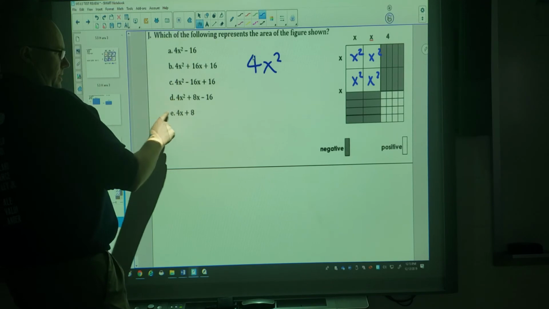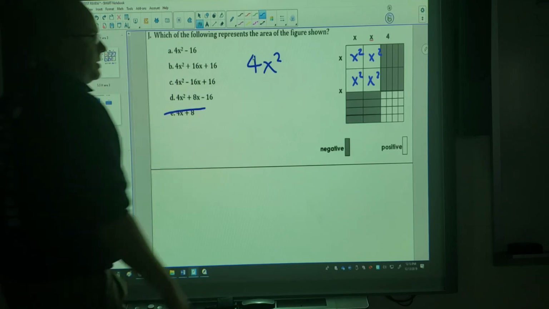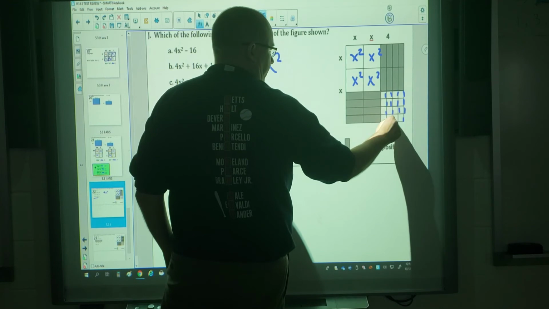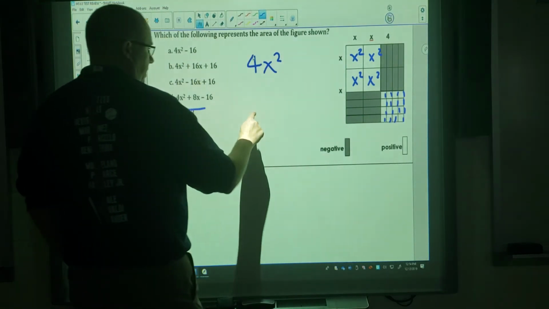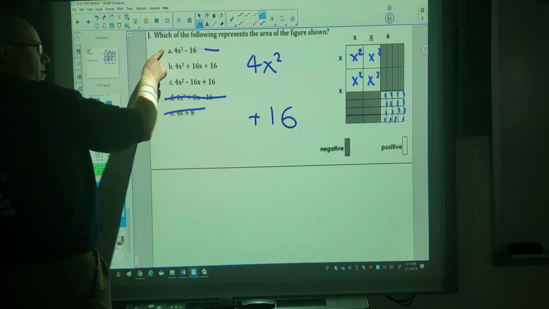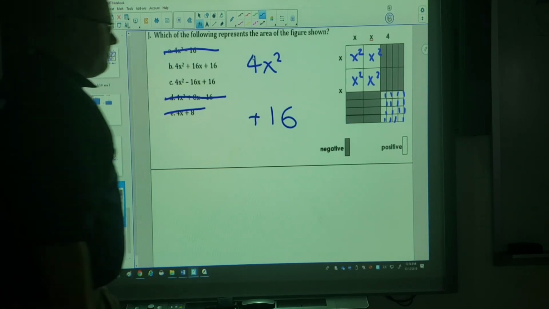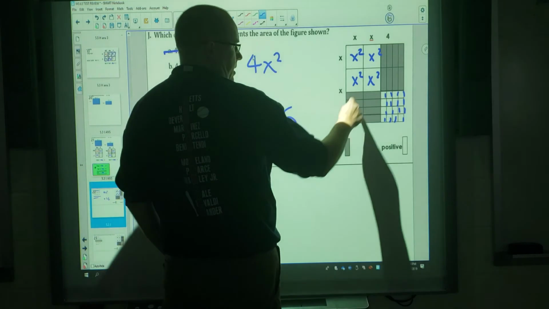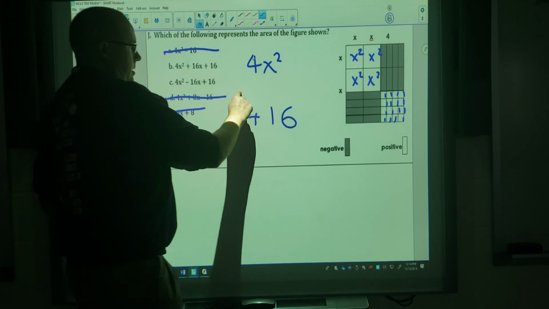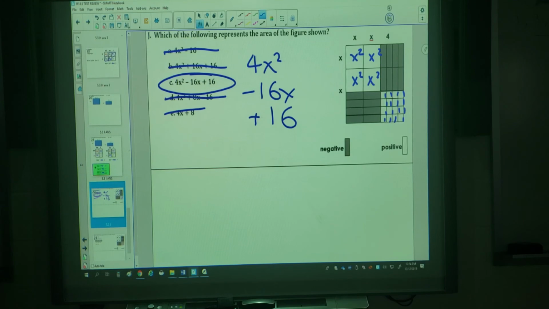Unfortunately, a lot of our answer choices actually have 4x squared in, so that's not going to help us too much. Now, I also see, though, these little ones at the bottom, these are all little ones, and if I count them up, I can see there's 16 of them, and it's positive. So I'm going to go with positive 16. Notice that says negative 16, and that says negative 16 as well. So I'm starting to narrow down my answer choices. The rectangles correspond to x's, and I can see that there's 16 of them, but I can also see it's negative because of the shading. So that would give me negative 16x, which would actually give me answer choice C.